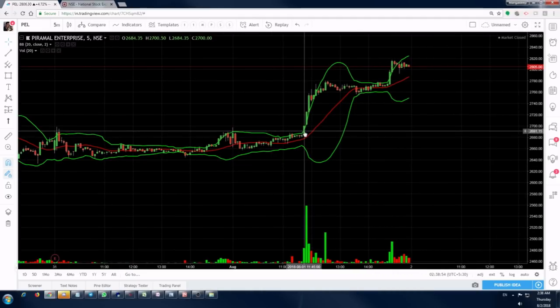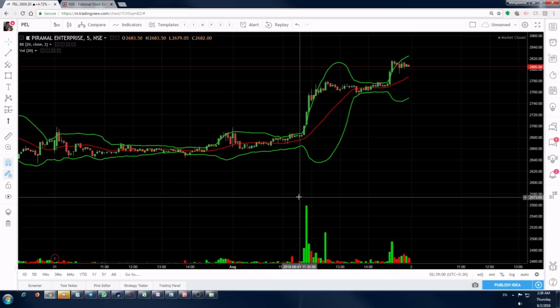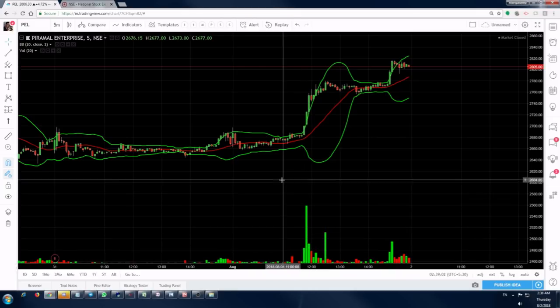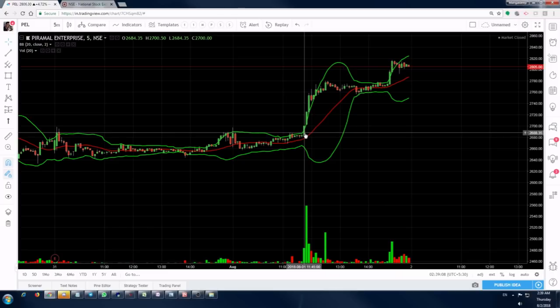If we talk about yesterday, this was a channel. This area was a channel, and you see the volume here. It was a buying volume, right? And which is the candle which actually breached the upper Bollinger Band? This is the candle, right? This is the green candle which breached the upper Bollinger Band and closed above it.